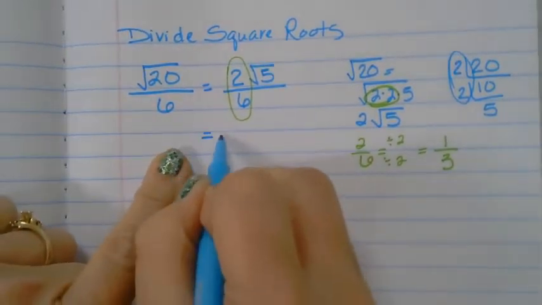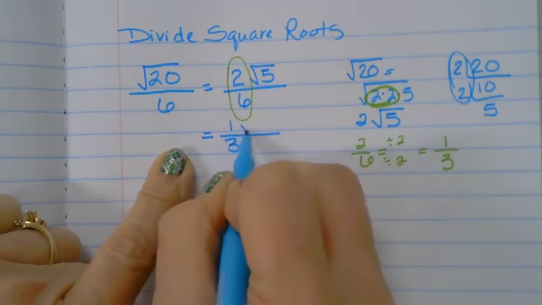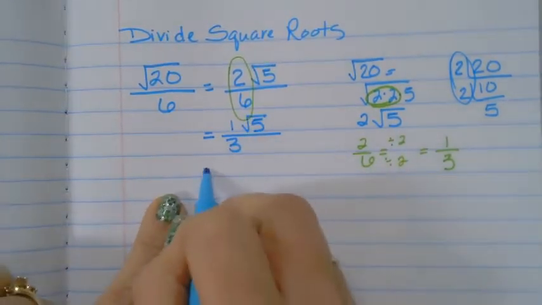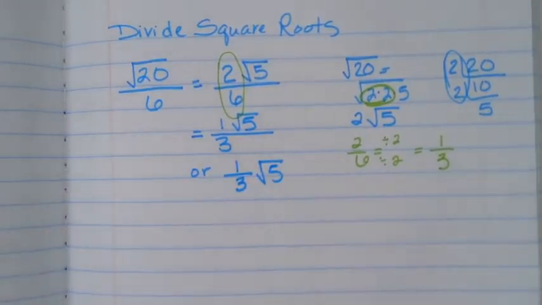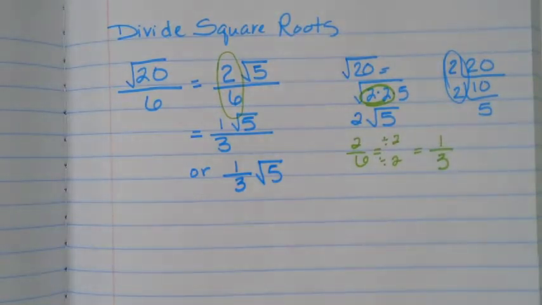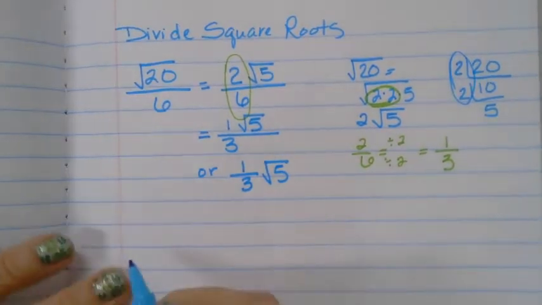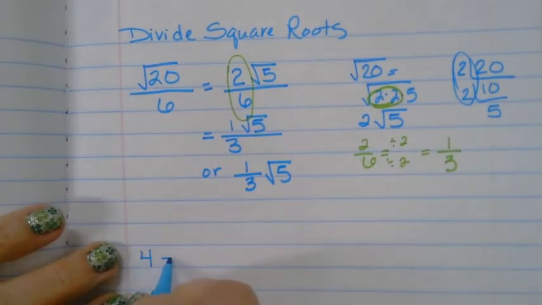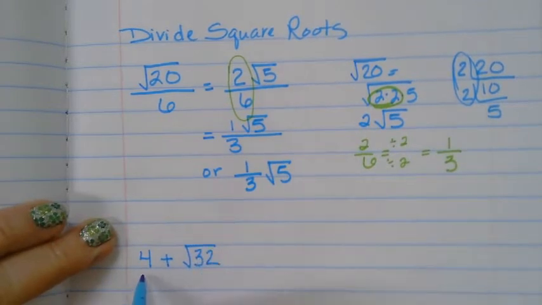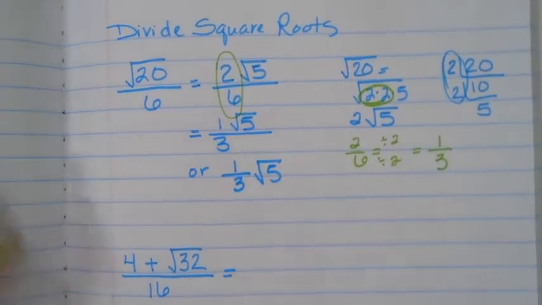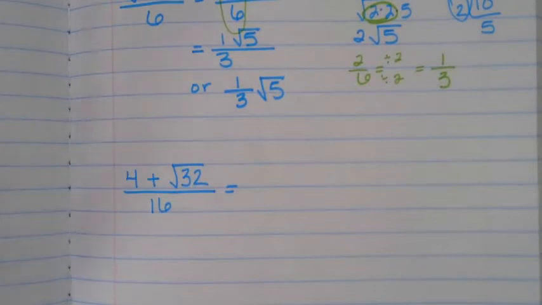So this is going to be 1/3 square root of 5. Or it can be written like this, the 1/3 just in front of the square root of 5. So something like this one.